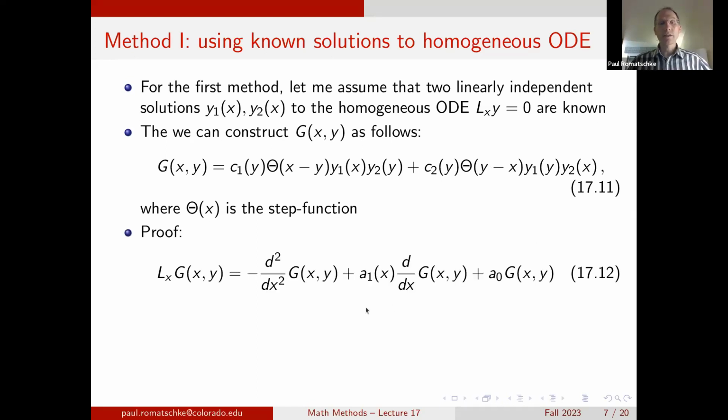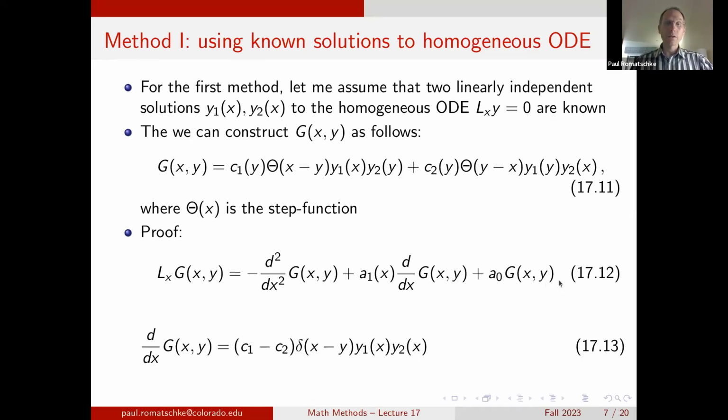So to do this, let's act on this ansatz with the differential operator Lx, which is given as minus the second derivative of the Green's function plus coefficient function a1 of x times the first derivative plus a0 on g. So we know that we'll need first order derivatives at least for the Green's function, and we can take a first order derivative of equation 17.11.